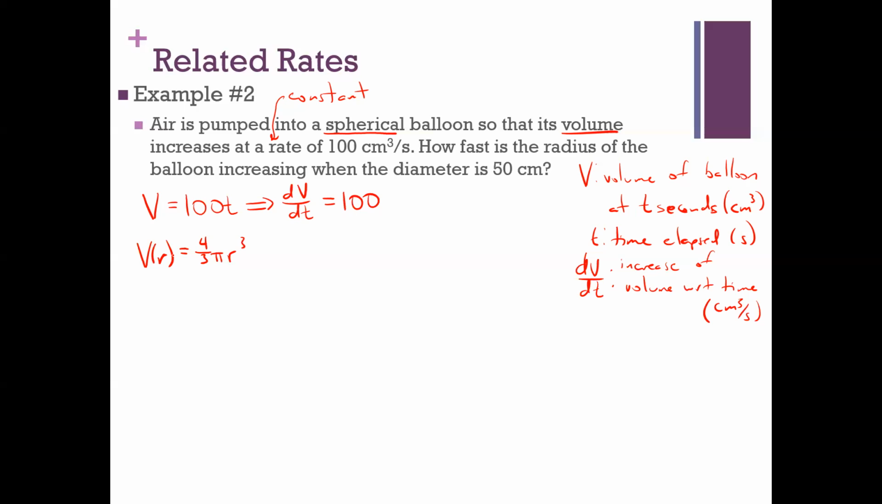All right, so let's look at the second sentence now. I think we've kind of mined everything we can get out of the first one. How fast is the radius of the balloon increasing when the diameter is 50 centimeters? So what new information did I just kind of breeze past there? Diameter. So yeah, I can think about diameter, but is there another quantity in there I can look at?